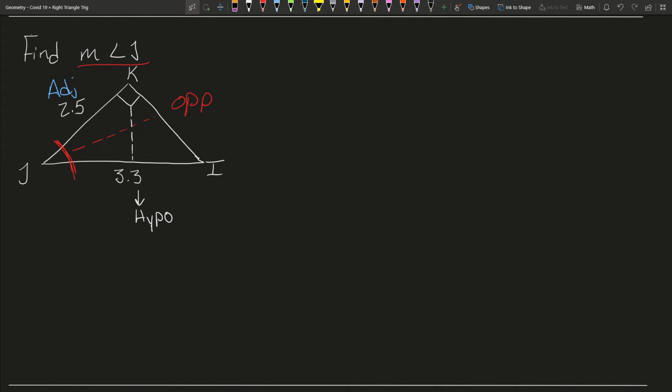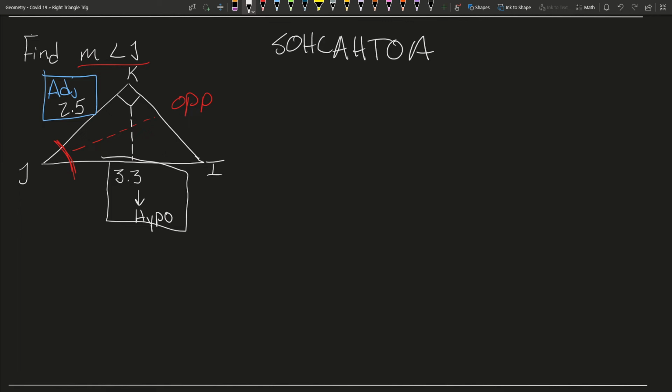Now, we need to think about what we have and what we don't have. Okay, so in this problem, we are given the hypotenuse and the adjacent, and we're trying to find this angle. Given the adjacent and hypotenuse, if we think about SOHCAHTOA, the only trig function with adjacent and hypotenuse in it is cosine.